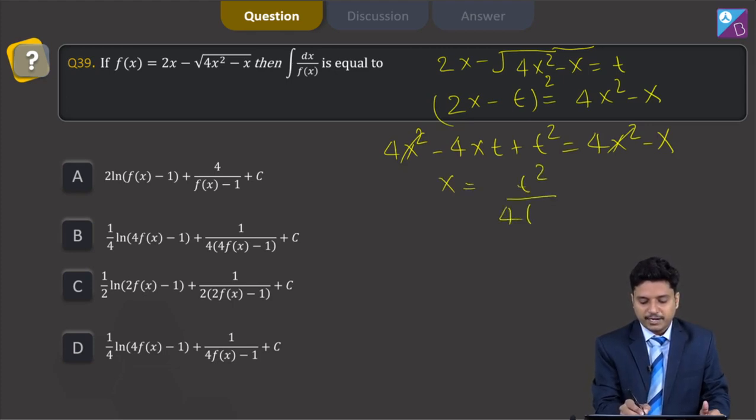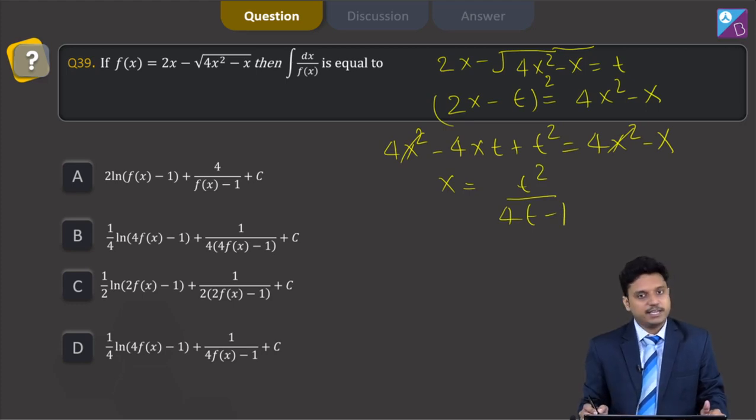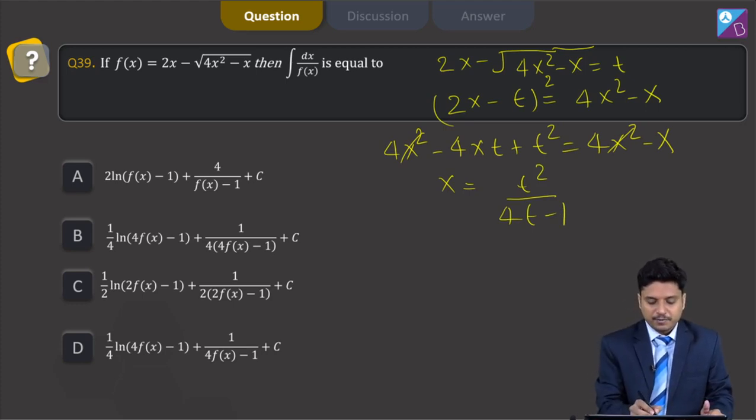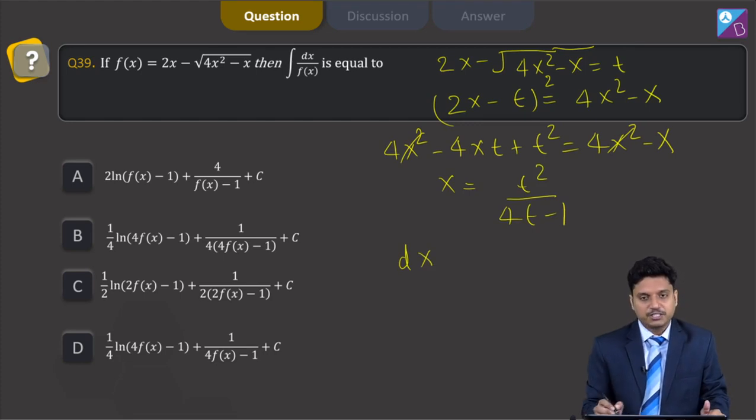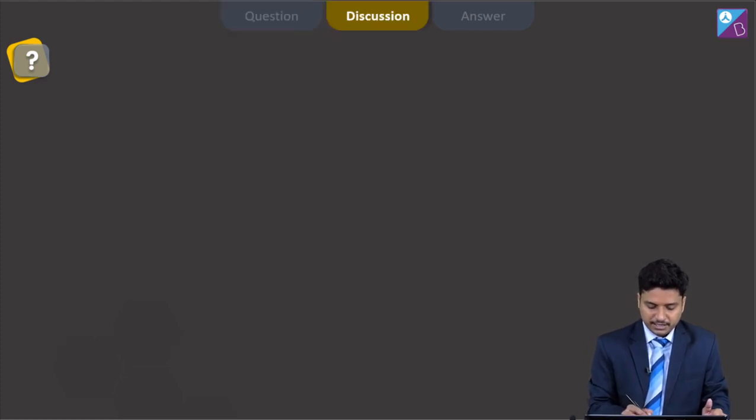Now you should also convert dx into dt. So what will be the expression for dt? Simply, you have to differentiate both sides. On the left hand side you will have dx, and on the right hand side what will be the expression? Let's see in the next slide.